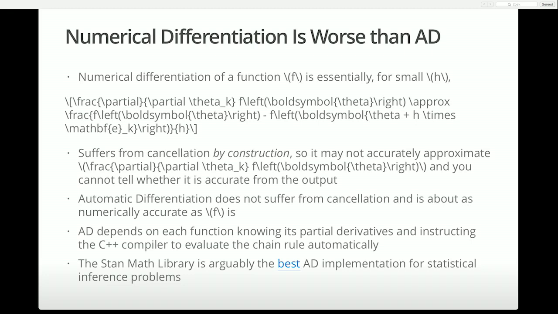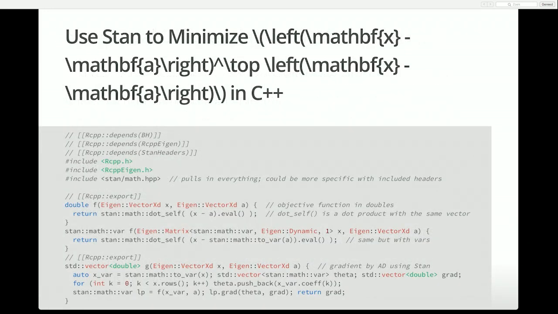There's a variety of approaches, most of which use C++. Stan is arguably best for the workloads it was intended for, which is statistical inference, particularly Bayesian inference, and there's a link in the good version of the slides to a paper substantiating that. So what if you want to minimize this function using C++?